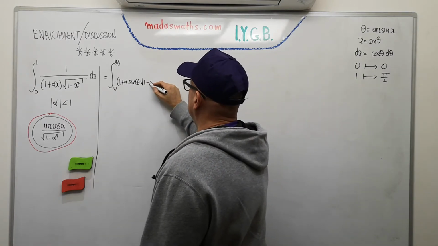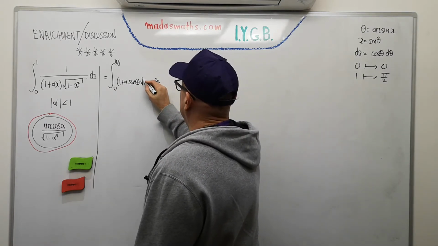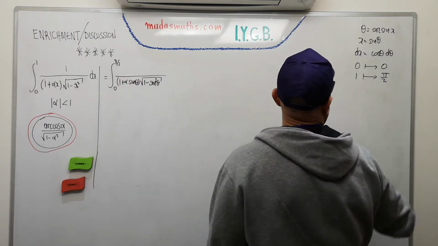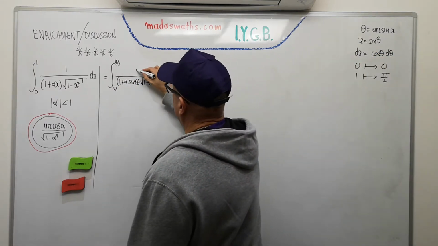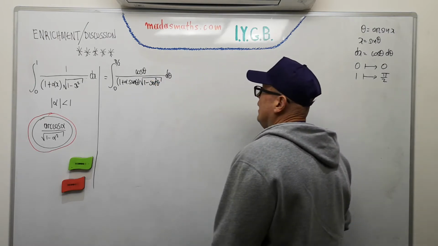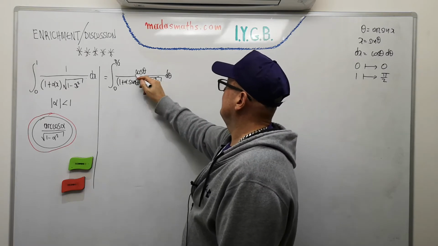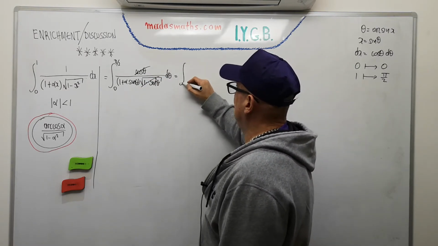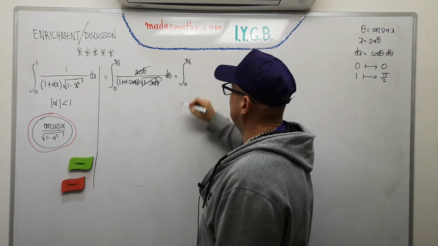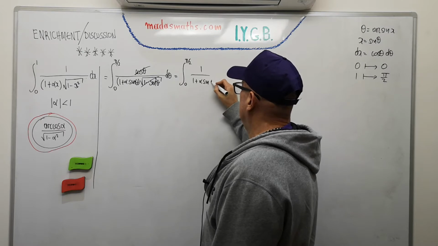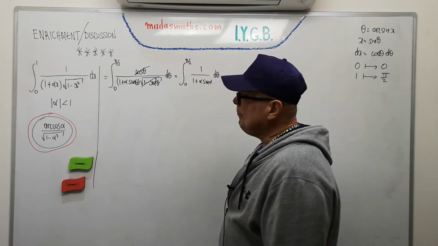That's the square root of 1 minus sine squared theta. There's my numerator, I'm going to put that on top: cos theta, and the d theta there, and of course this will cancel, and we have a very straightforward integral to do. 0 to pi over 2, 1 over 1 plus alpha sine theta d theta.